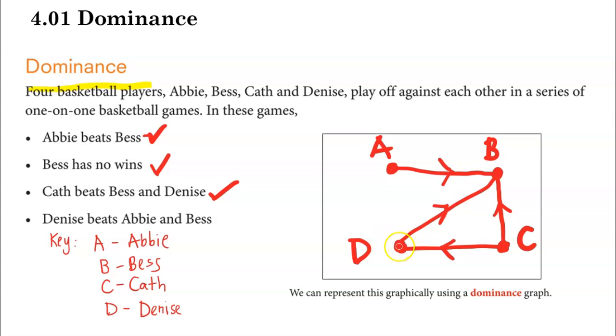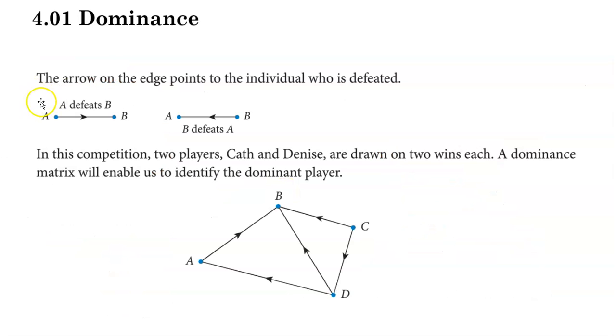D beat A as well. So based on this diagram over here, the dominance metric means I want to find who is the player who wins the most. So let's look at the second one. Actually, the arrow on the edge points to the individual who is defeated.